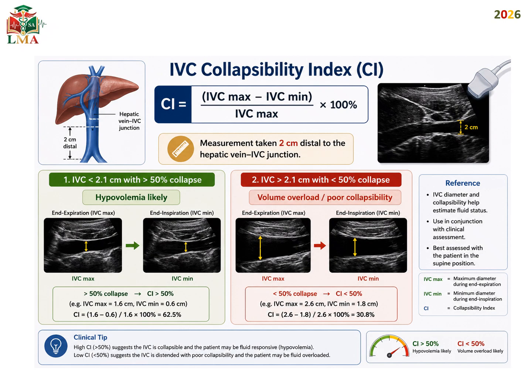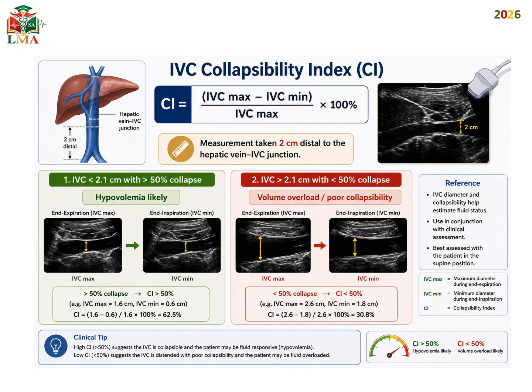We can use the inferior vena cava collapsibility index. What is the inferior vena cava collapsibility index? We are going to measure the inferior vena cava maximum and minimum, subtract minimum from maximum, divide by maximum, and multiply by 100. Where to measure it? Measure it 2 centimeters distal to the hepatic vein, inferior vena cava junction. How are we going to use it? If the inferior vena cava is less than 2.1 centimeters with 50% collapse, that means there is hypovolemia, most likely.